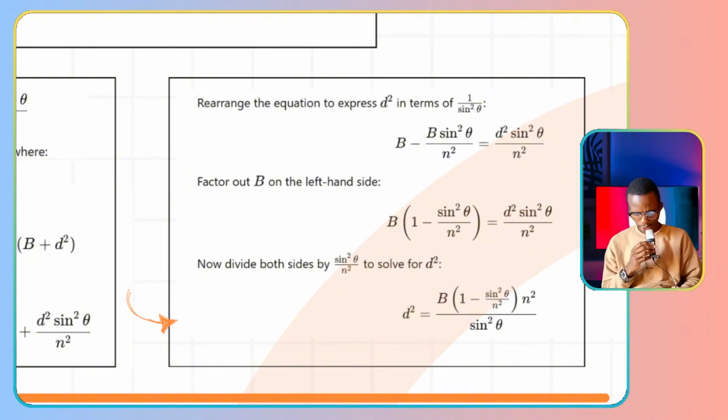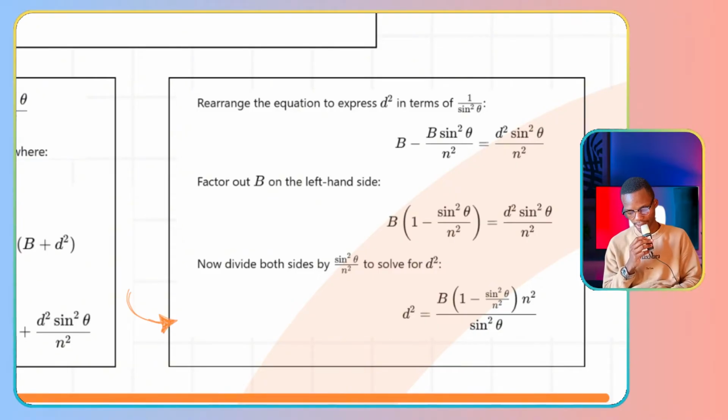We're going to factor out b on the left hand side of the equation, because I have b here and I want 1 over sine squared. So I'm going to factor that out. Then I'm left with d squared sine squared theta over n squared. So I'm now going to divide both sides by sine squared theta over n squared to solve for d squared, and how I do that is basically to divide that side by n squared over sine squared.